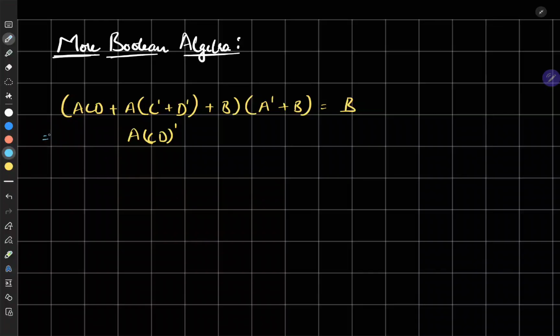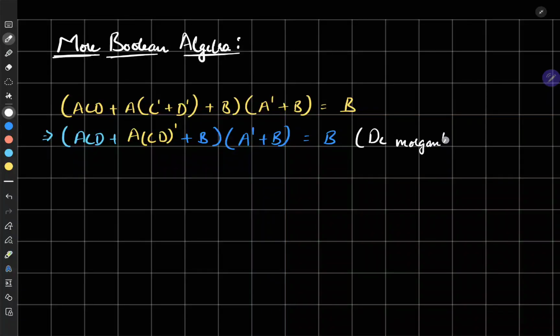So let's write out the rest of the equation. So we have ACD plus A, oh, let me fix that. So we have ACD plus A times C'D', plus B, and then the rest of the equation. So this is by De Morgan's law. De Morgan's law. Cool.